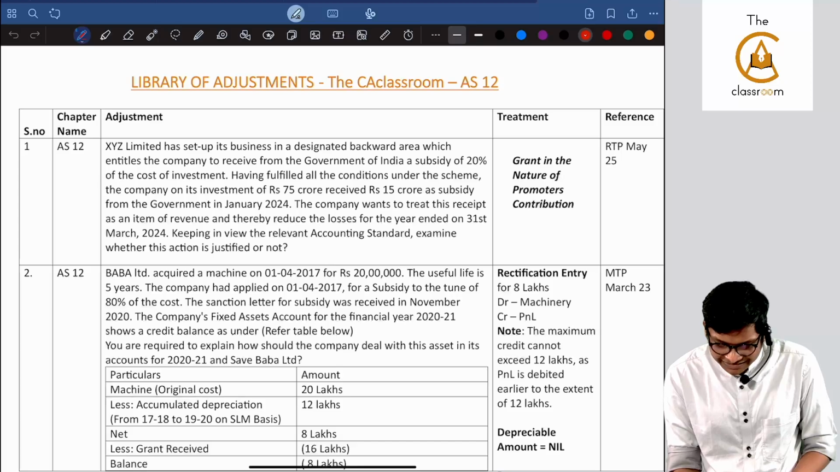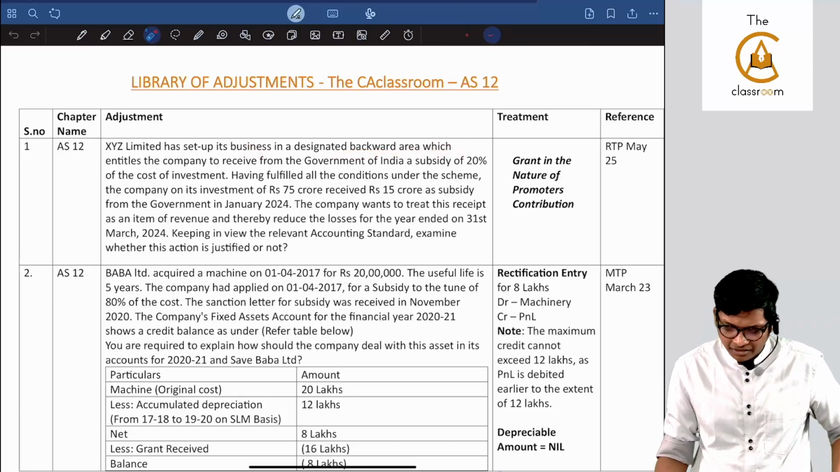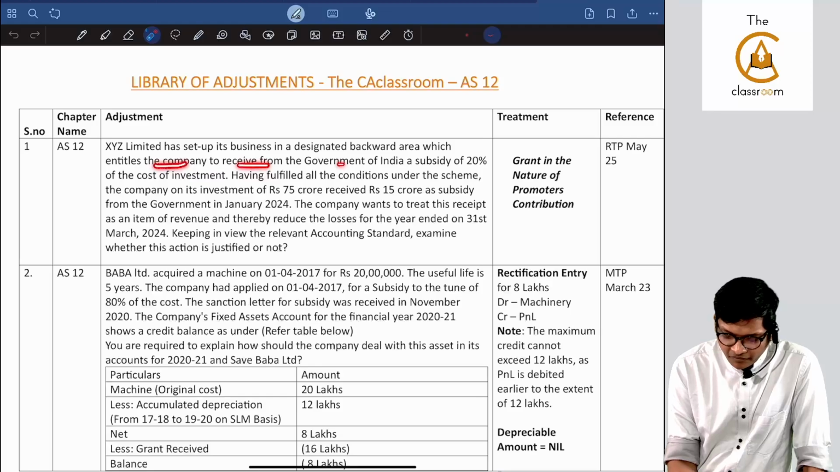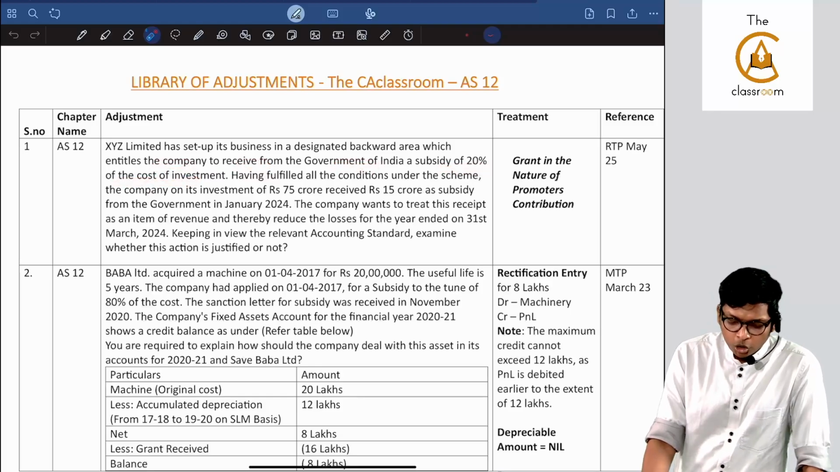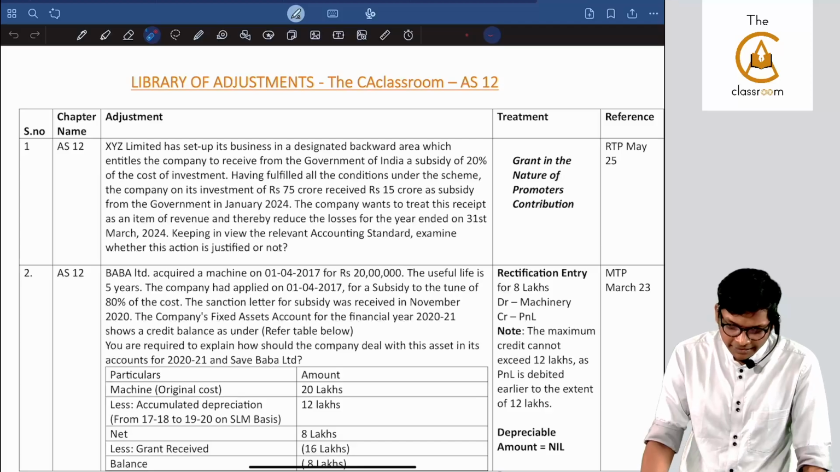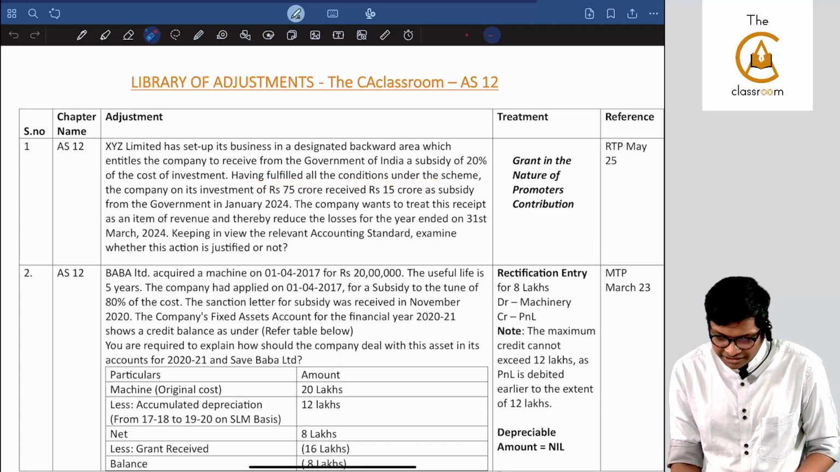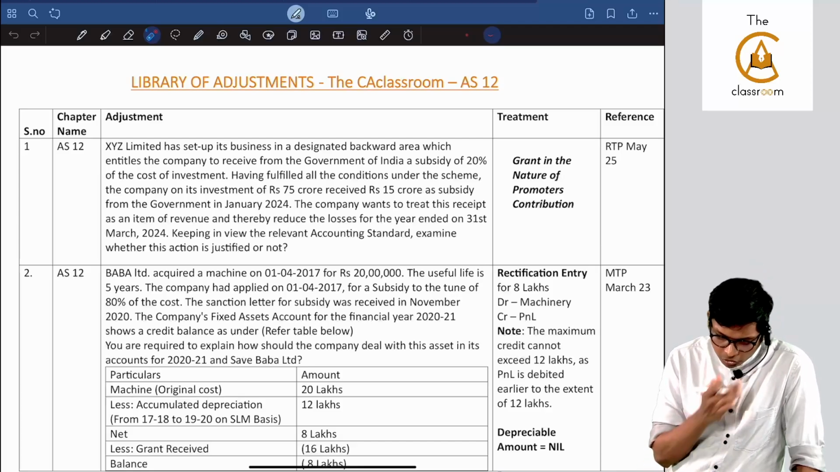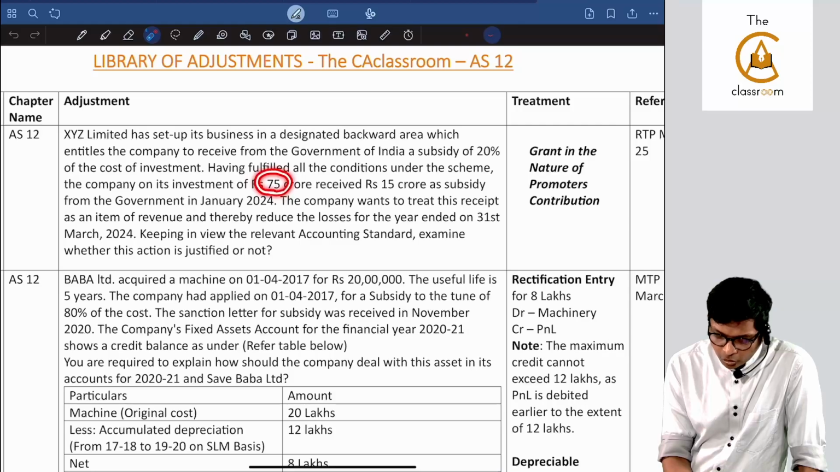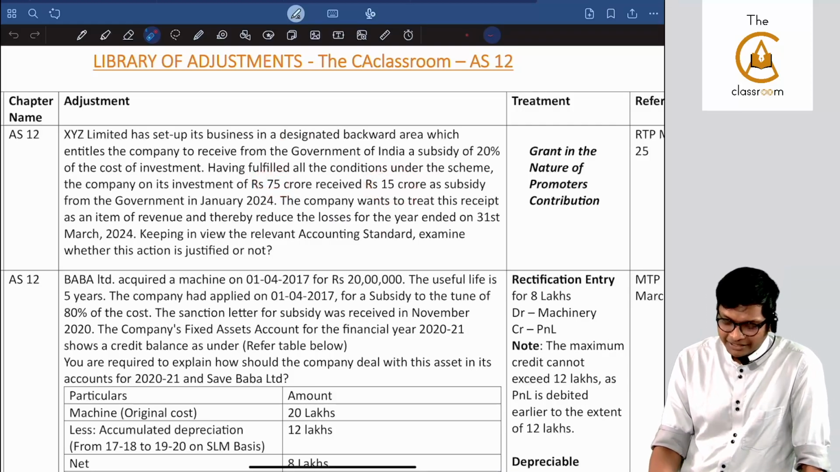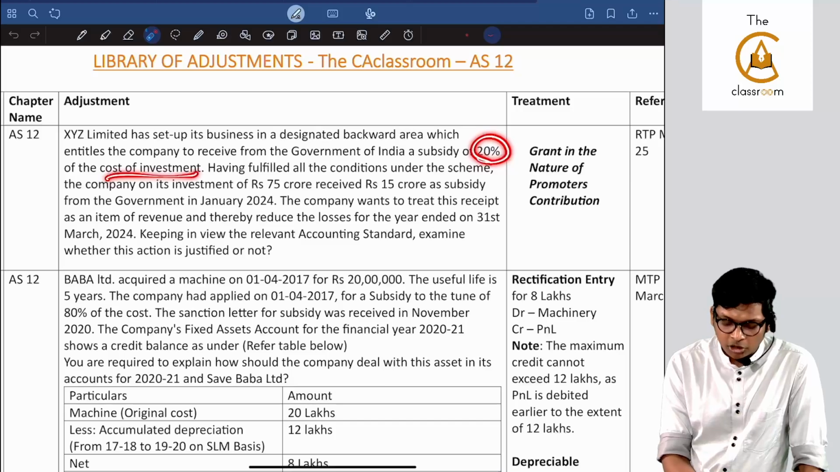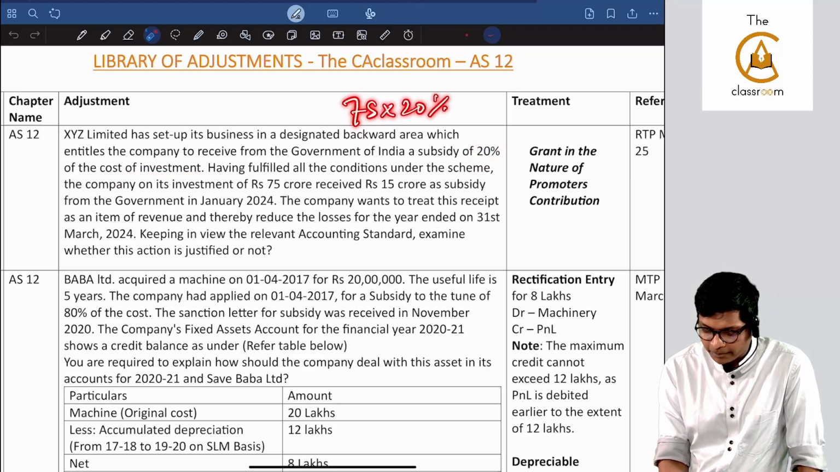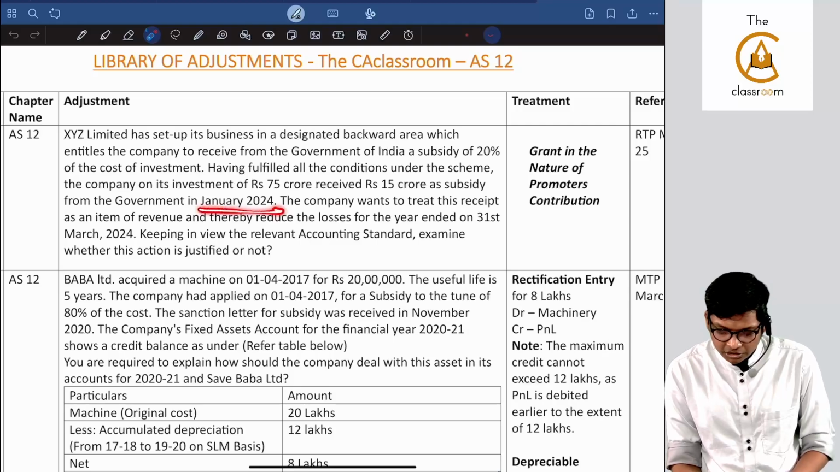XYZ Limited has set up its business in a designated backward area, which entitles the company to receive from the government of India a subsidy of 20% of cost of investment. Having fulfilled all the conditions under the scheme, the company, on its investment of 75 crores, received 15 crores as subsidy from the government in Jan 2024. So look at this. Investment is 75 crore. They received how much? 15 crores as subsidy, which is nothing but 20% of cost of investment. If you take 75 crores into 20%, you get 15 crores in Jan 2024 itself.